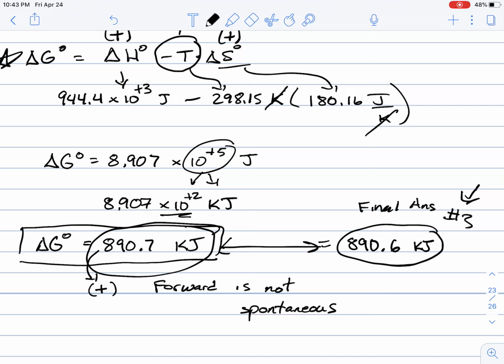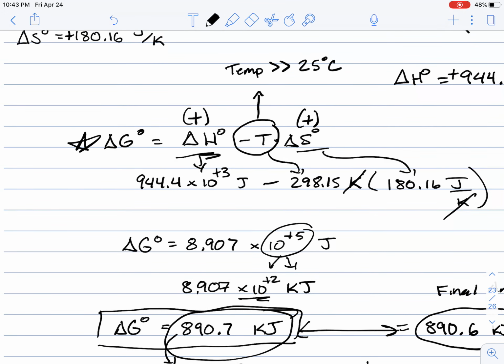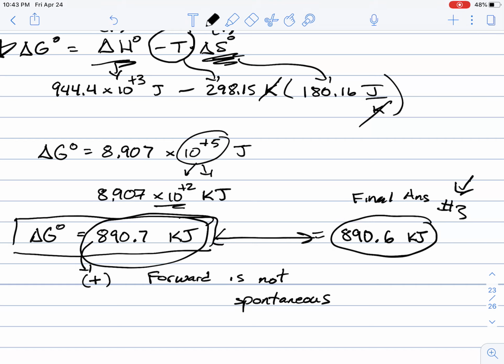However, there are some questions in which you must calculate enthalpy and you must calculate entropy for whatever reason. But if you have the opportunity, feel free to take the quote-unquote easy route. It'll give you the same exact answer, same exact magnitude. The only way that you would get this wrong is if you executed it incorrectly in your calculation or in your setup.